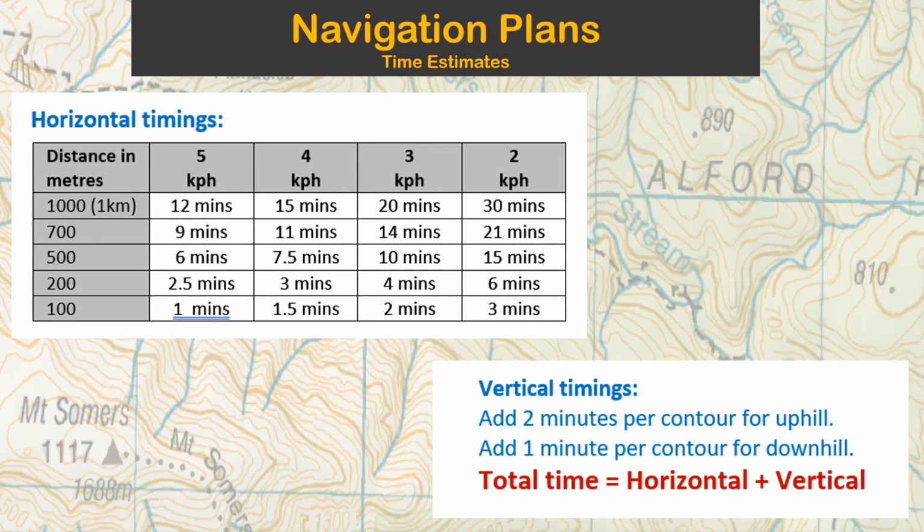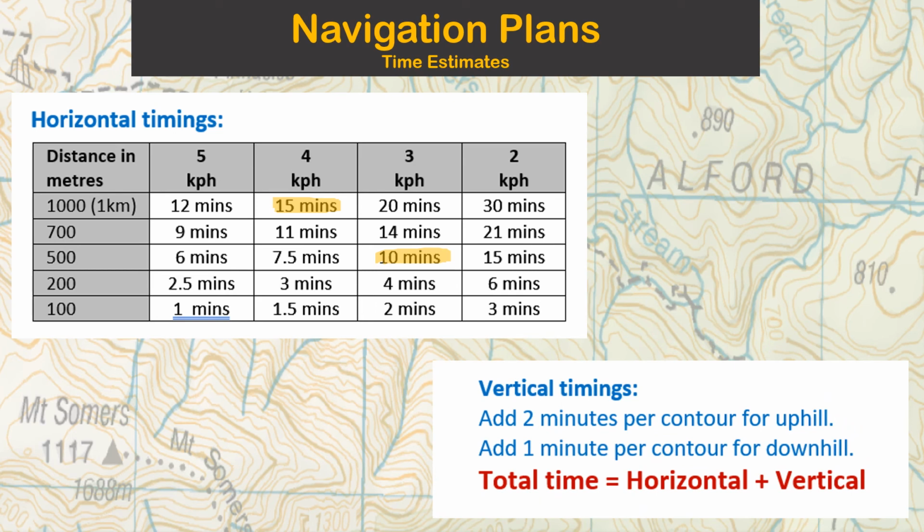Now along here is the distance: 100 meters, 500 meters, and a kilometer. Now how this works is if you estimated a leg of horizontal distance is going to be 500 meters, and you think you're going to travel at 3 kilometers per hour, then that's going to take you 10 minutes. If your leg or section is going to be a kilometer and you think you're going to walk quite quickly, around 4 kilometers per hour, then it's going to take you 15 minutes.